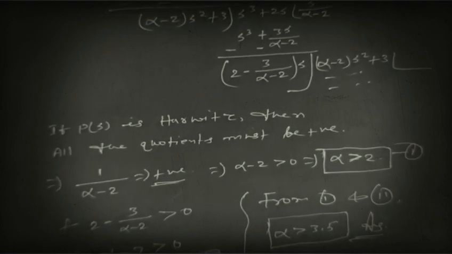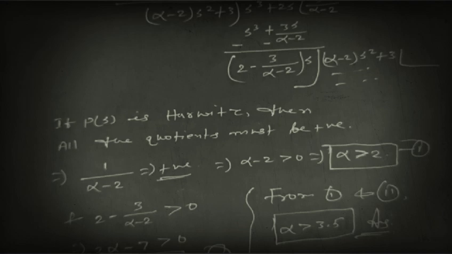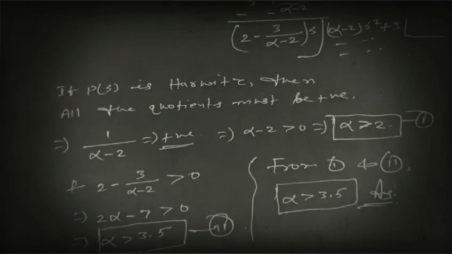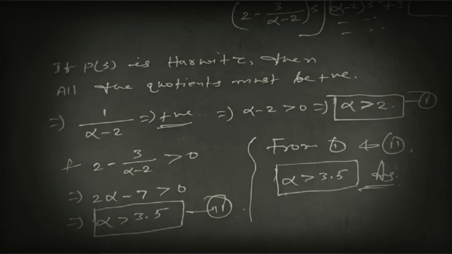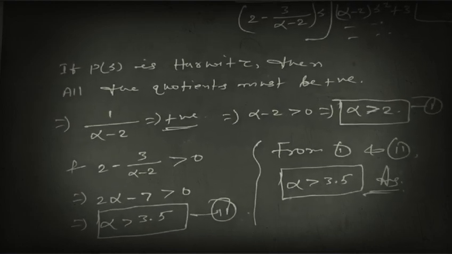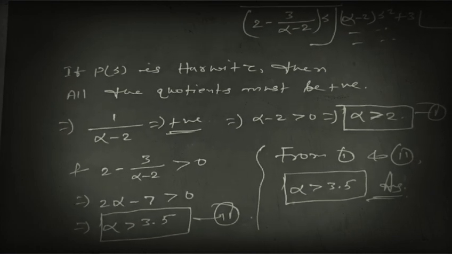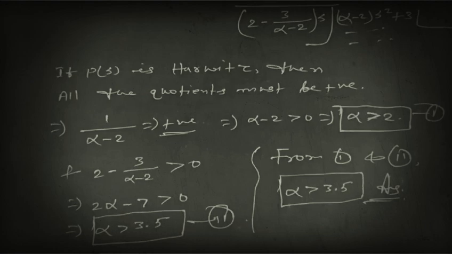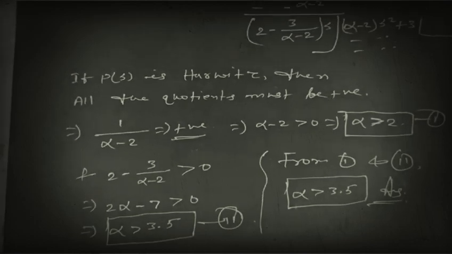Next we have to check the second case, that is 2 − 3/(α − 2) should be greater than 0. That means 2α − 7 should be greater than 0. From here we get α > 3.5. So we have two conditions, one is α > 2, another one is α > 3.5. When we find the common solution, the common solution is α should be greater than 3.5. So this is the answer.